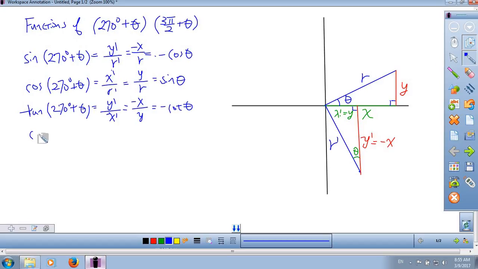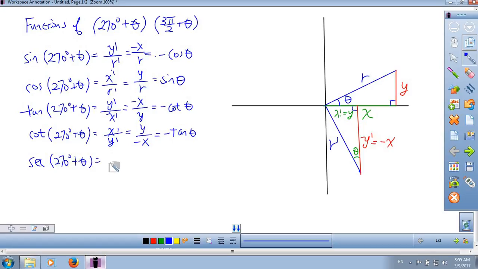Now let's do cotangent. Cotangent of 270 degrees plus theta will be equal to x prime over y prime, but x prime is the same as y, and y prime is the same as negative x, so it's negative tangent of theta. So as you can see, we're still relating everything back to its cofunctions. Cotangent is equivalent to tangent, and secant is r prime over x prime, which is r over y, so you will get positive cosecant.